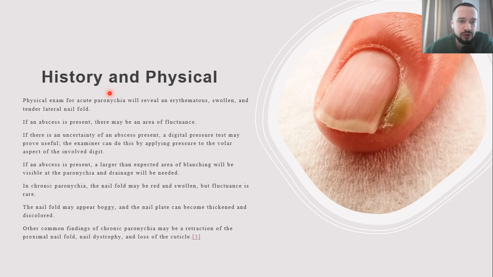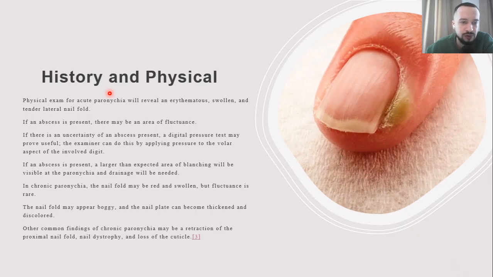Physical exam for acute paronychia will reveal an erythematous, swollen, and tender lateral nail fold. If an abscess is present, there may be an area of fluctuance. If there is an uncertainty of an abscess present, a digital pressure test may prove useful. The examiner can do this by applying pressure to the volar aspect of the involved digit. If an abscess is present, a larger than expected area of blanching will be visible at the paronychia and drainage will be needed.